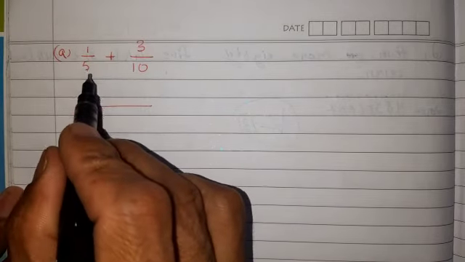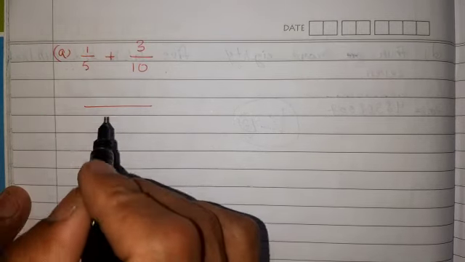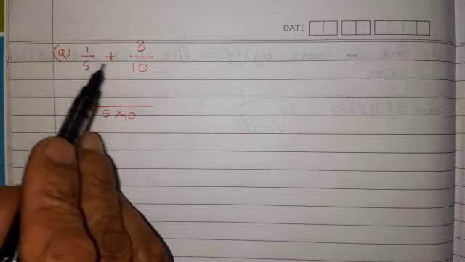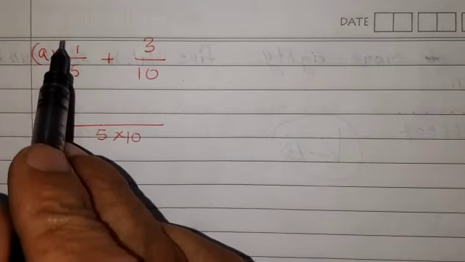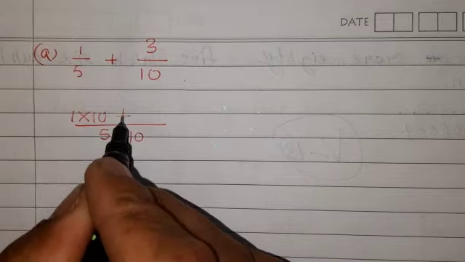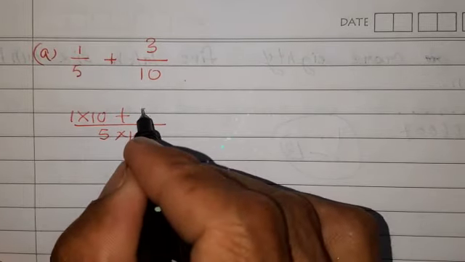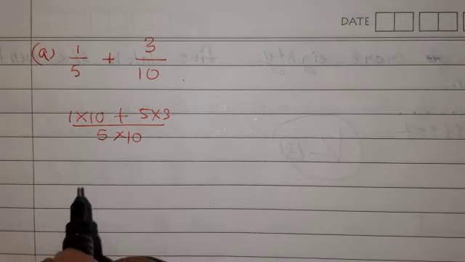Cross multiplication method. 5 times 10 is 50. We multiply the denominators. One denominator is 5, another denominator is 10. This is the cross multiplication method. And we multiply 1 with 10, that means 1 into 10, plus we multiply 5 with 3, 5 into 3.